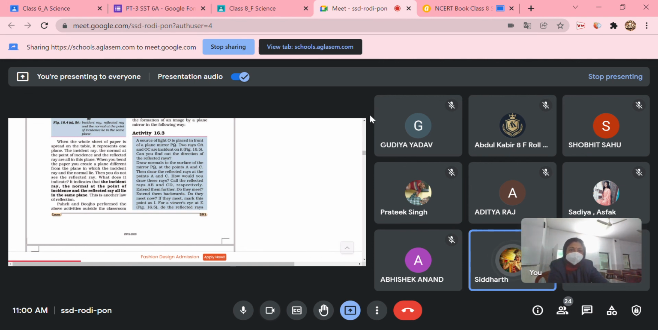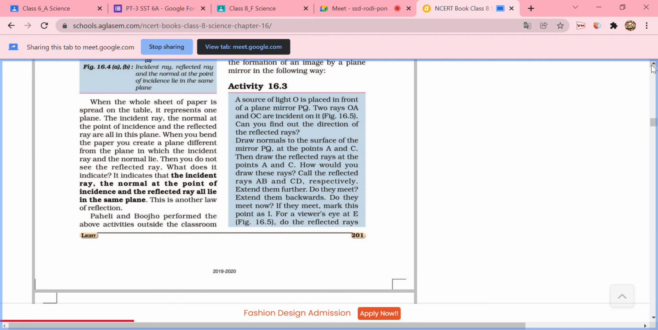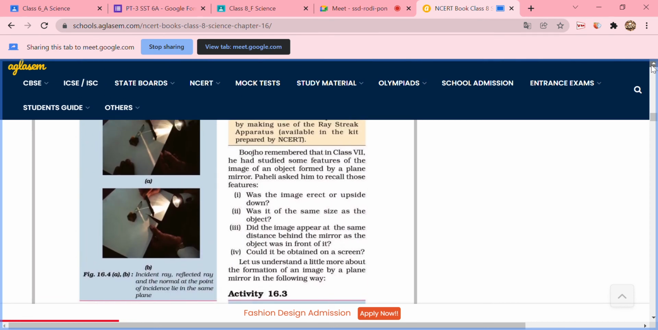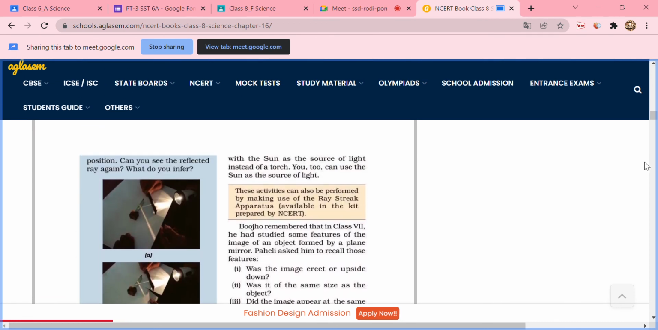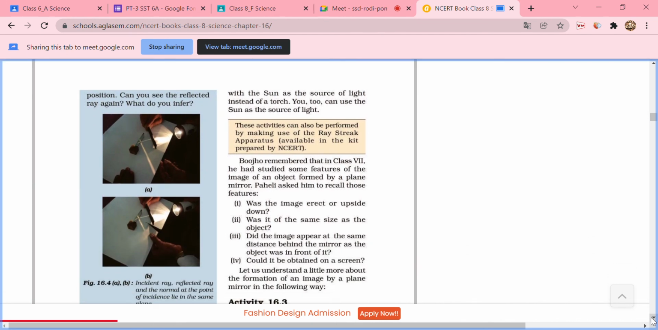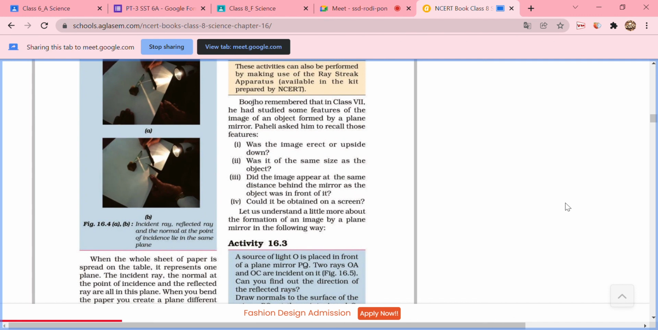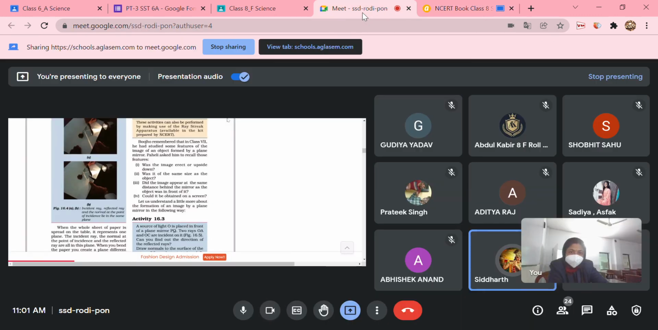Paheli and Boojho performed the above activities outside the classroom with the sun as the source of light instead of a torch. You too can use the sun as a source of light. These activities can also be performed by making use of the ray streak apparatus available in the kit prepared by NCERT. Boojho remembered that in class 7th, he had studied some features of the image of an object formed by a plane mirror. Paheli asked him to recall those features.